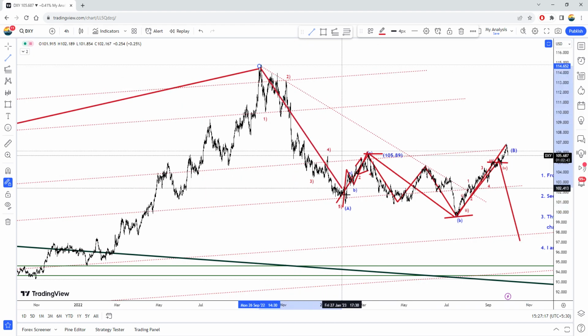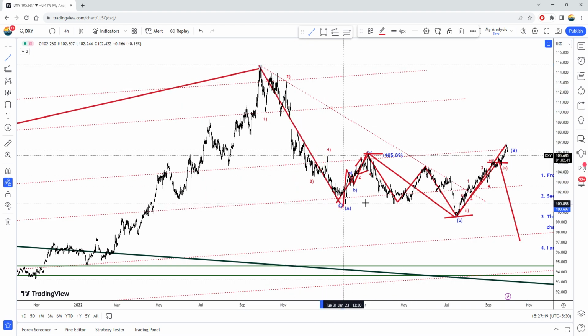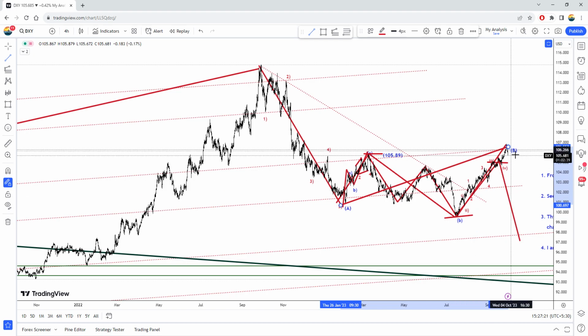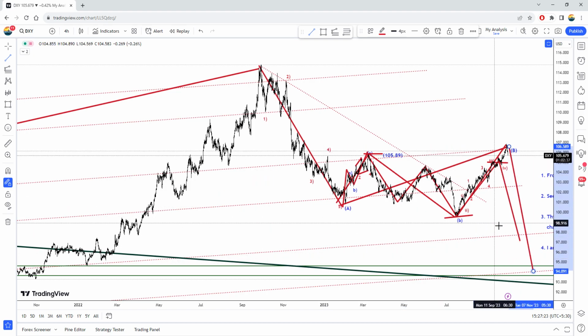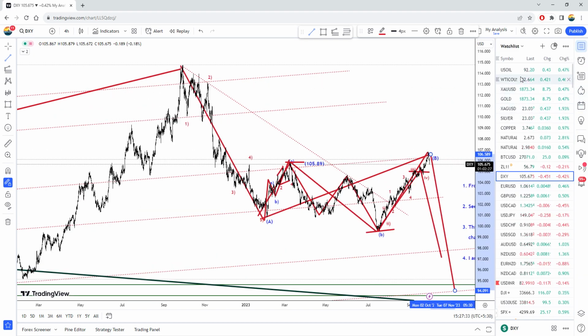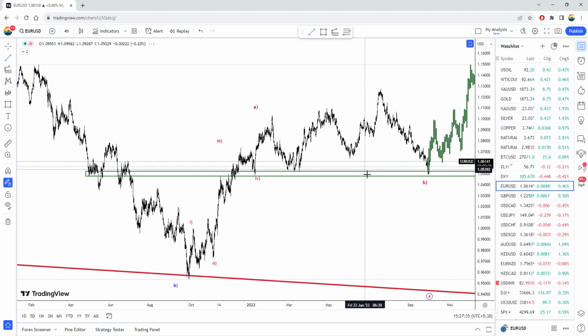So then this is the one impulsive wave A. The B is an expanded flat, and C is one more five-wave structure. Either it could be an ending diagonal formation, or it could be a very fast C to reach that 94 mark. So in Euro USD, just have a look at the Euro USD.